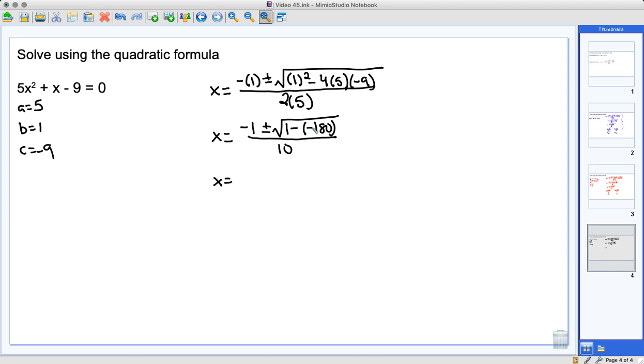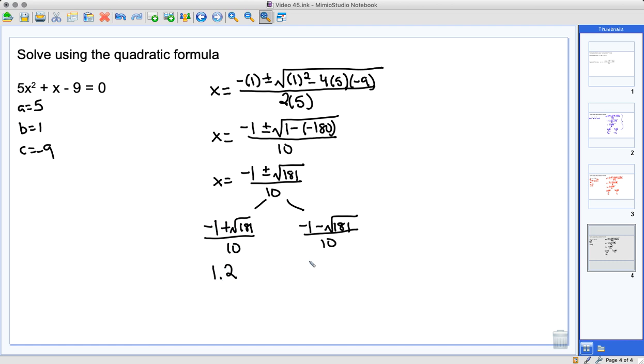So then simplify what's underneath your square root. So negative 1 plus or minus the square root of 181 divided by 10. Create your 2 expressions: negative 1 plus square root of 181 divided by 10, and negative 1 minus square root of 181 divided by 10. And then we're going to type into our calculators. With the first one, you get 1.2. Second one, you should get negative 0.4.